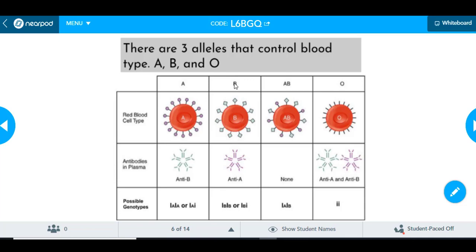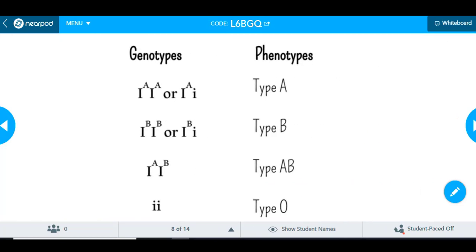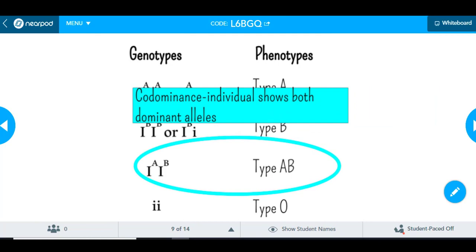Now, A and B are both dominant phenotypes. A and B are both dominant. I should say dominant genotypes or dominant alleles. So if you receive an A and a B gene, it is codominant. Here, I'm going to go to codominance. You receive an A and a B gene, it is called codominant, right? Dominant together. 2 dominant genes.